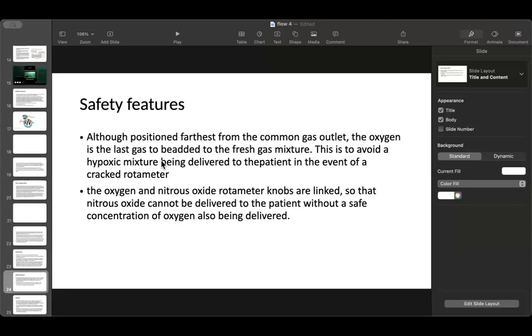Just always ensure that there are safety features in our anesthetic machine rotameter. Always oxygen is placed last, and this is one of the safety features in an anesthesia machine. So oxygen is the last gas to be added to the fresh gas mixture. This is to avoid any hypoxic mixture being delivered to the patient in the event of a cracked rotameter. The oxygen and nitrous oxide rotameter knobs are linked so that we cannot open nitrous oxide independent of oxygen. Oxygen can be turned on its own, but nitrous is always turned on with oxygen, which is an anti-hypoxic safety system.